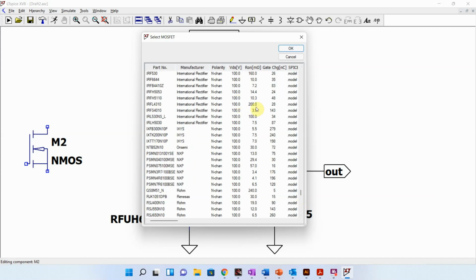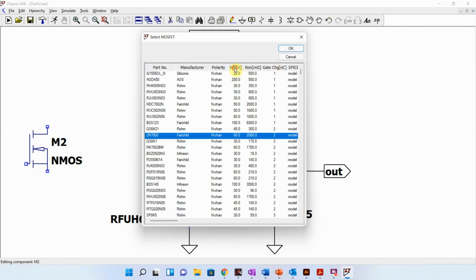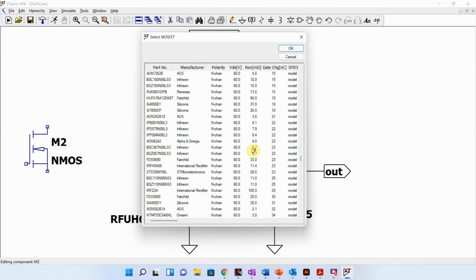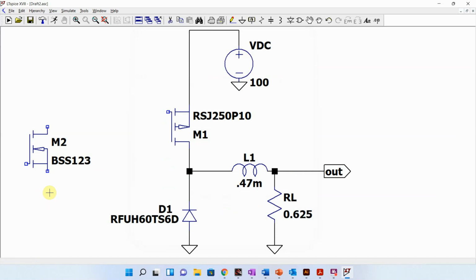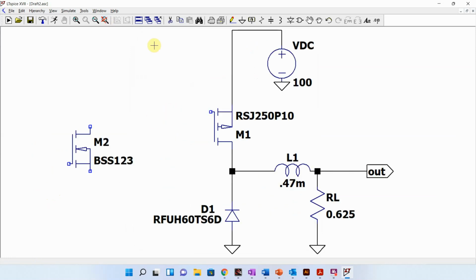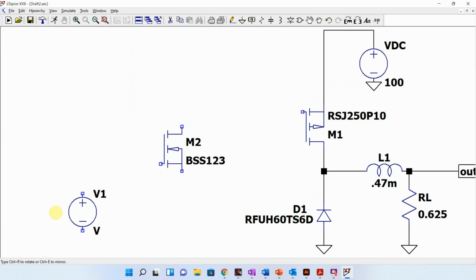And again, we want this to switch fast, so we're primarily concerned about the gate charge. So might as well pick a really small one like this, with a gate charge of 1 nanocoulomb, really small. So we're going to grab this one as our level shifter. Okay, so then we're going to put over here our pulse voltage.